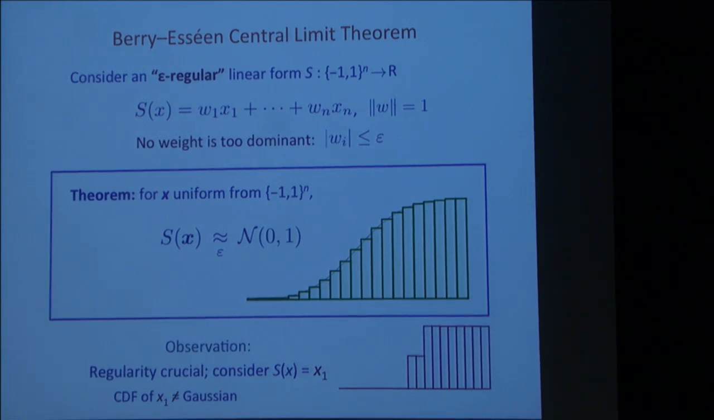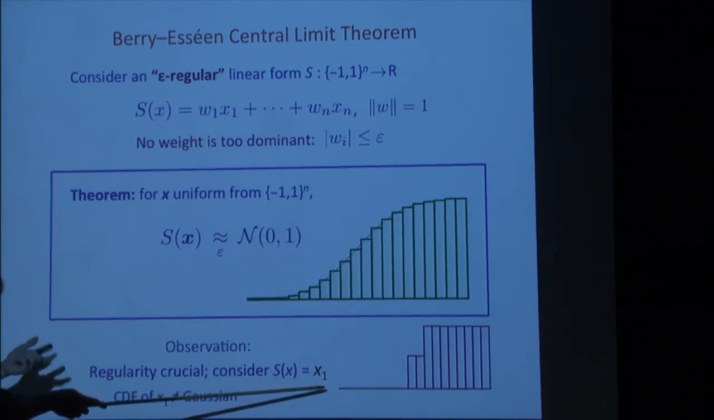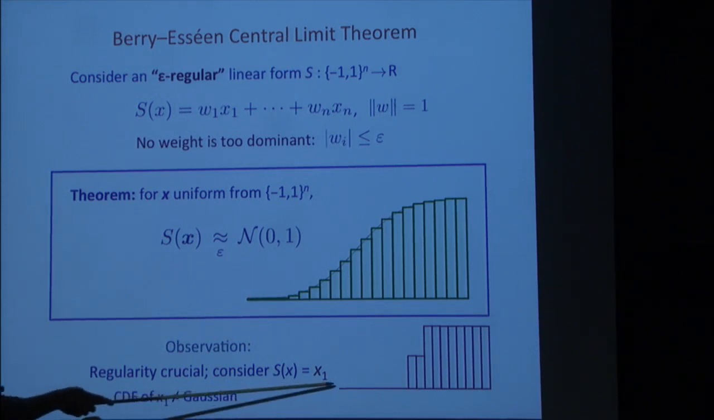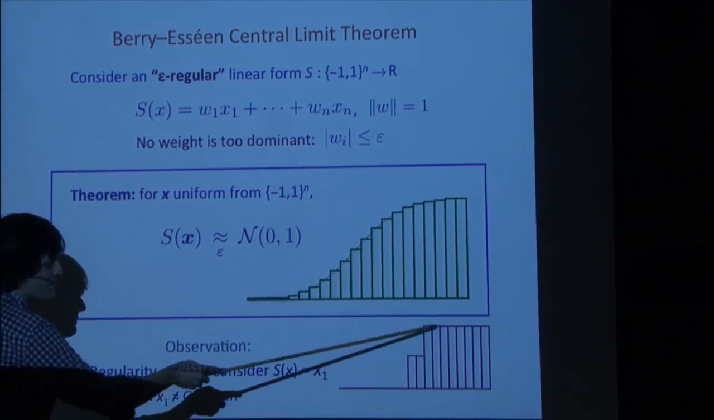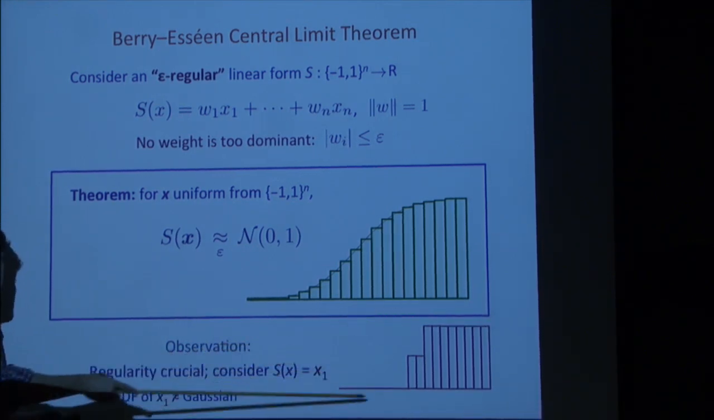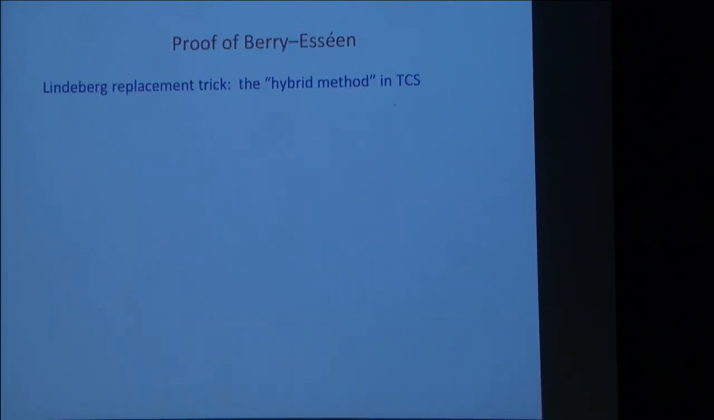Okay, if you have a linear form which is non-regular, then this linear form might be something like just x1, right? This one weight is obviously very large. It's not regular compared with the overall vector of weights. And you can see this is a plot of the CDF of x1. It's 0 for a while, then it's 1/2 for a while, then it's 1 for a while, I guess forever. And obviously the CDF is not pointwise close to the CDF of a Gaussian. Okay? So we really need regularity for these kinds of statements.